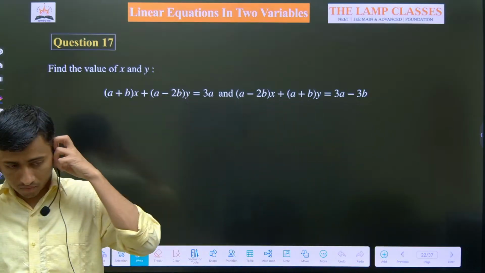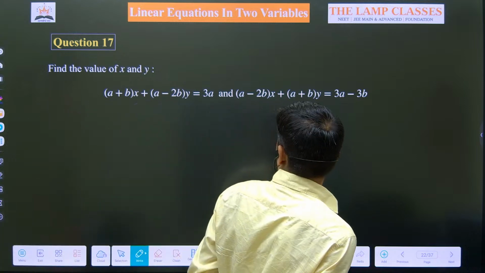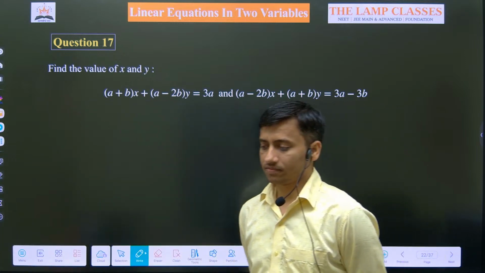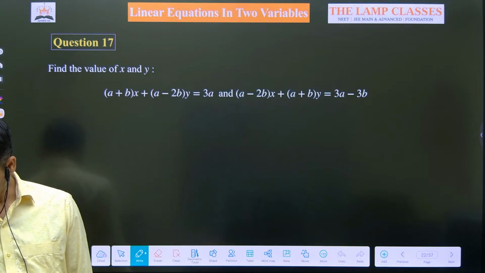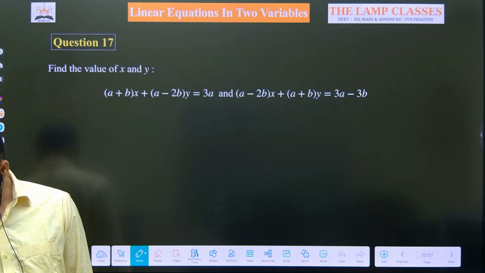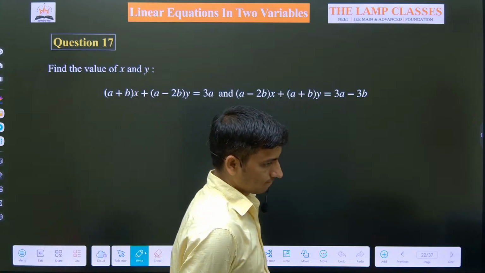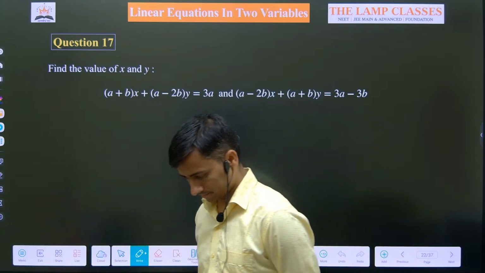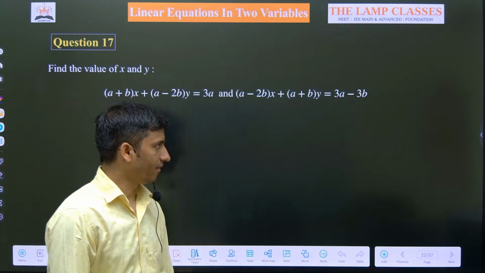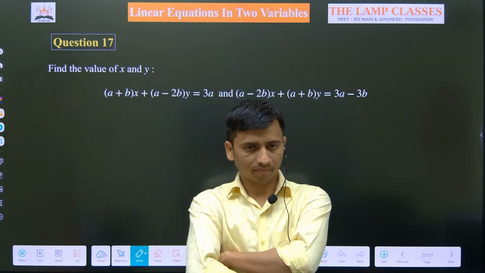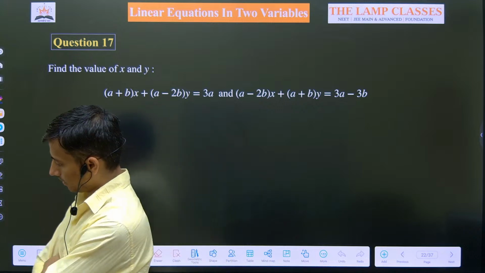Now you see, how will we solve this one? You have to find x and y, a and b are constants. So choose the right approach for this. Observe the question. Is it of any particular type? If it is, then use that.